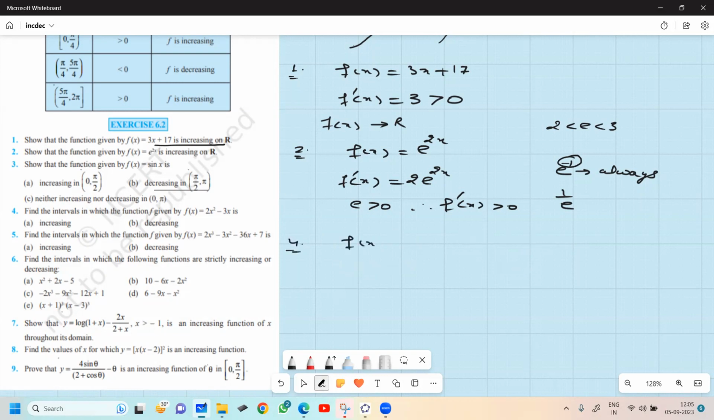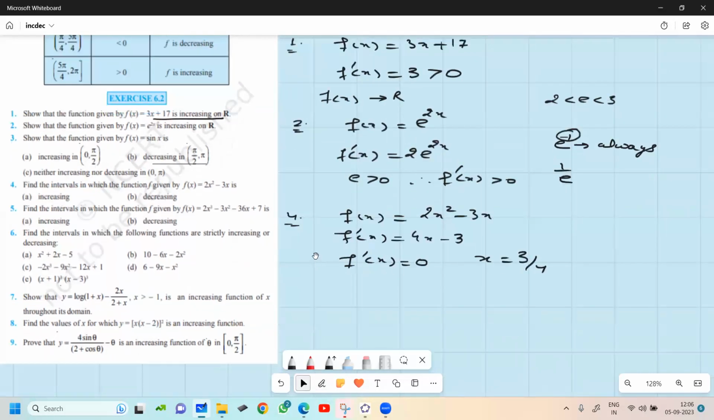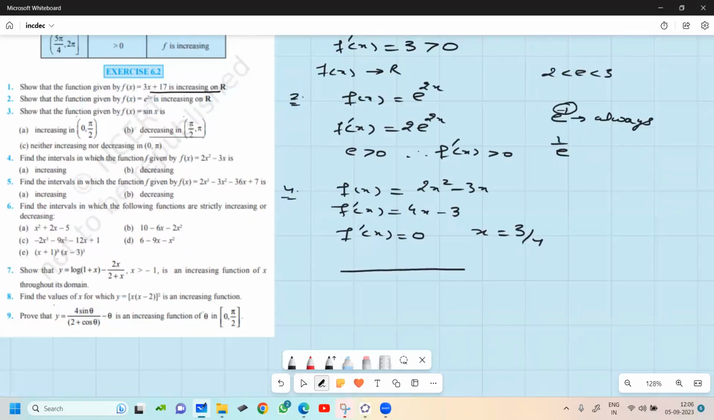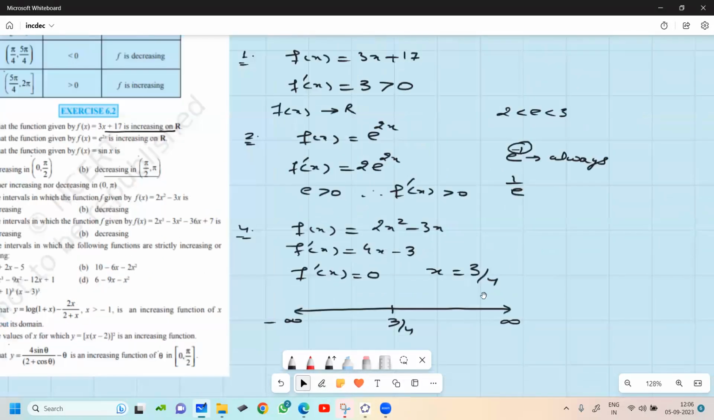f of x is 2x square minus 3x. What will be f dash x? That is 4x minus 3. So if I make f dash x equal to 0 to find the critical point, x will become 3 by 4. Now we will do this question by wavy curve method. So draw the line. If turning point is 3 by 4, this side is minus infinity, this side is plus infinity. Now, let me explain the rule of wavy curve.